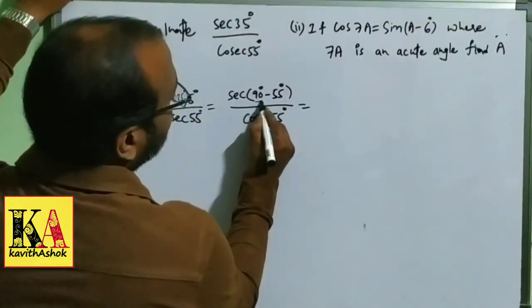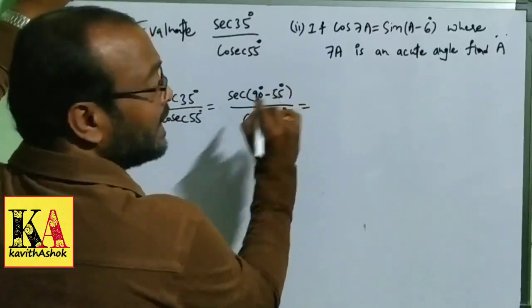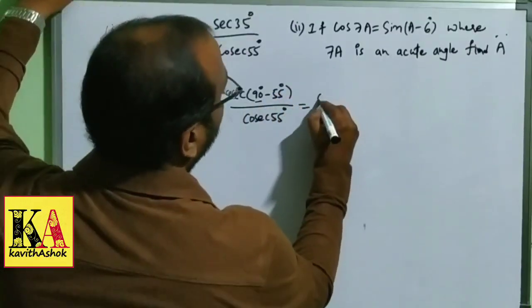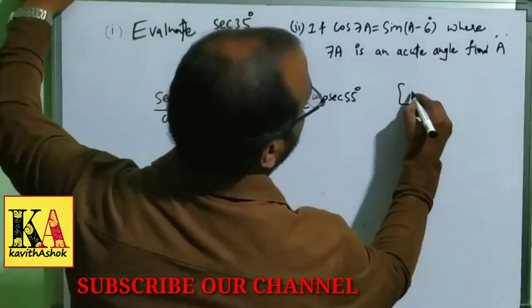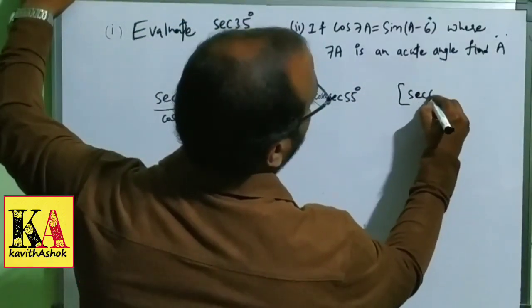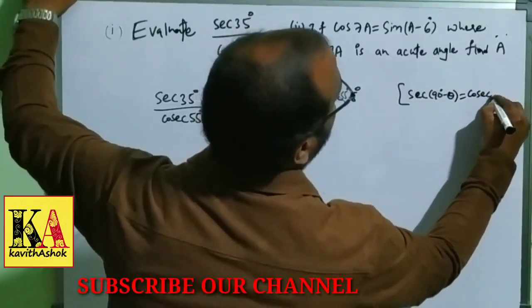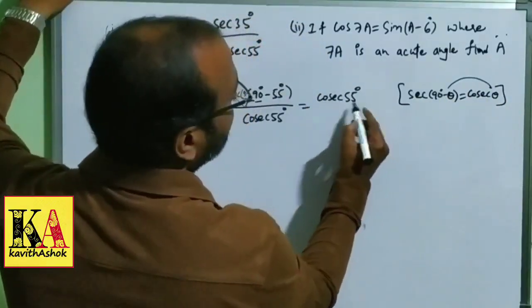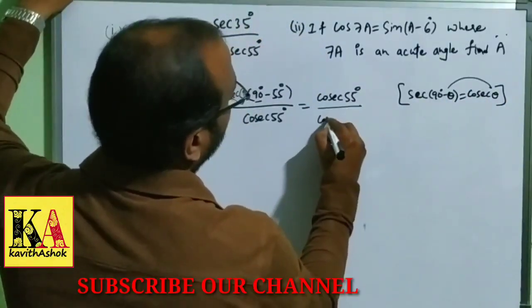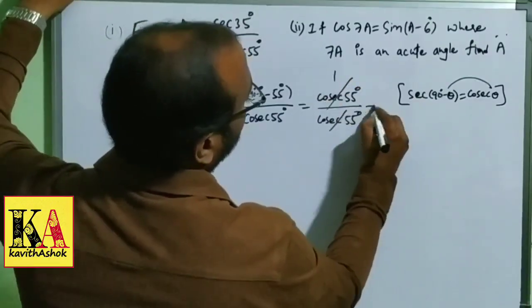Now we already know sec 90 minus theta is the same as cosec theta. So according to that, what will it become? We use the concept sec 90 minus theta is equal to cosec theta. So here theta value becomes 55, giving cosec 55 degrees by cosec 55 degrees. So both get cancelled. The answer will be 1.